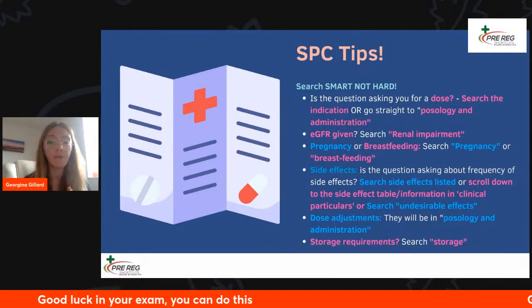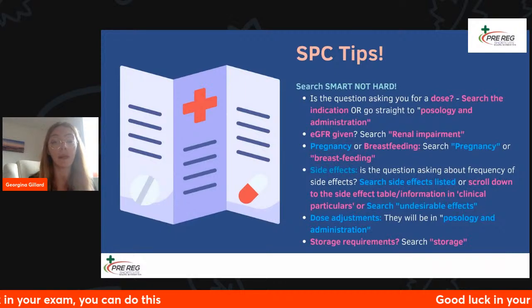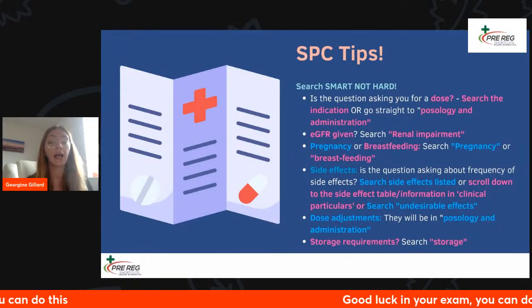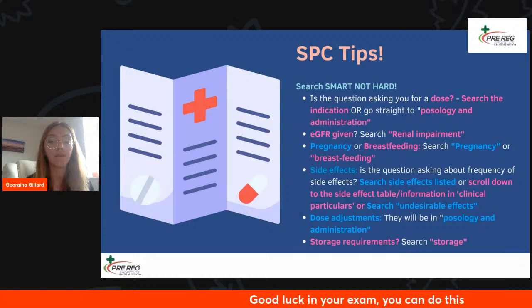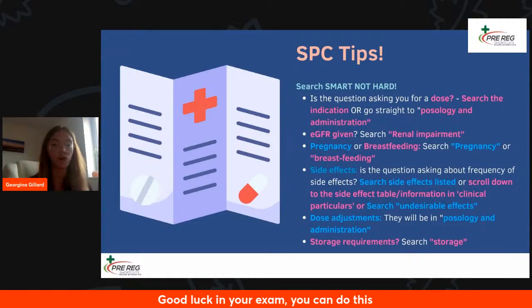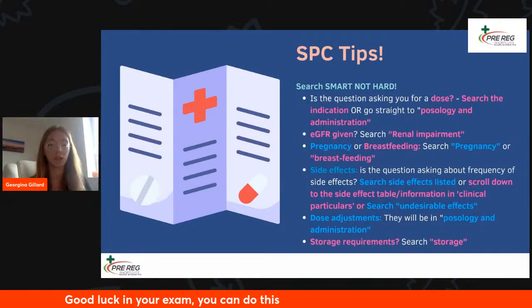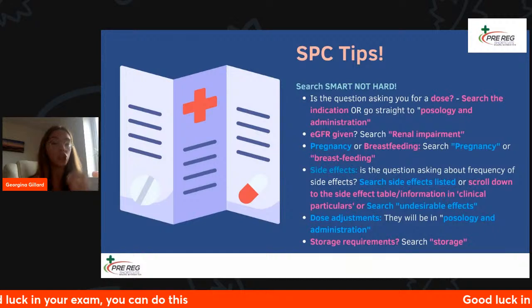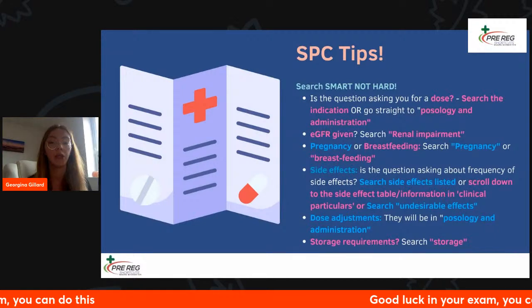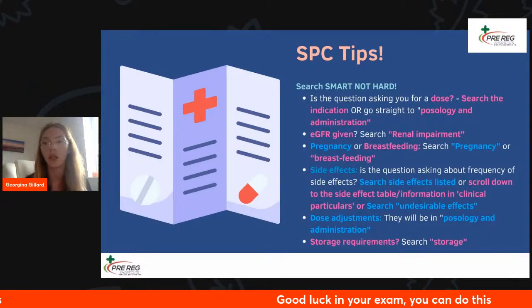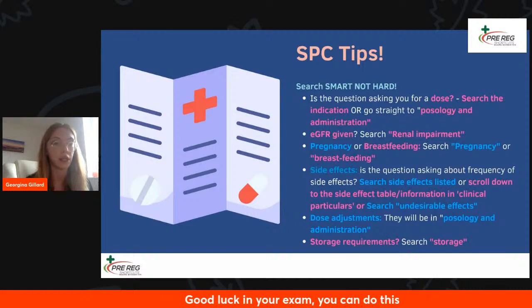Okay, has an EGFR been given? Has an estimated glomerular filtration rate been given? And you're not too sure if the dose is going to be affected by renal impairment. If you're not too sure, type in renal impairment. It will bring you to the renal impairment section in your clinical particulars.